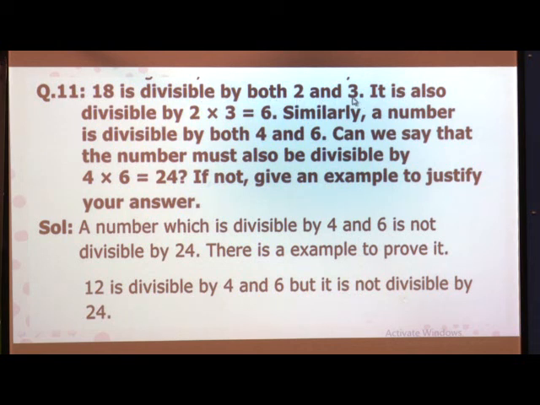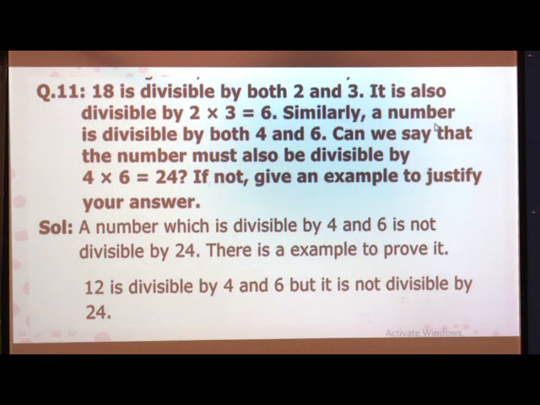So, we can say if it is divisible by 2 and 3, it is also divisible by 6. It is also divisible by 6 because according to the rule for divisibility by 6, the number should be divisible by 2 and 3. Here 18 is divisible by 2 and 3, so the number is divisible by 6 also.